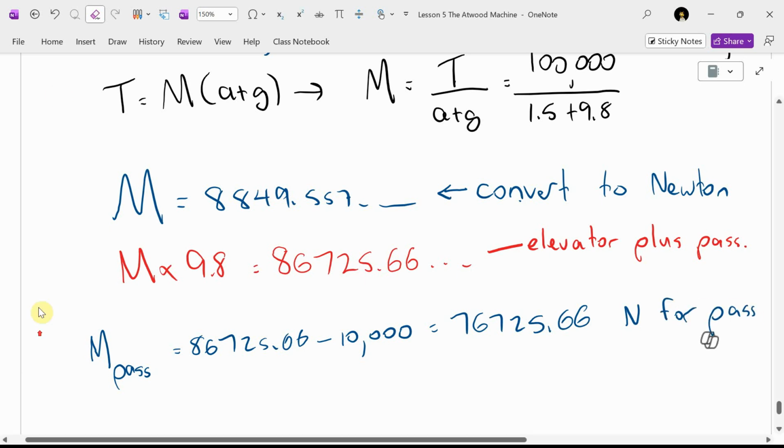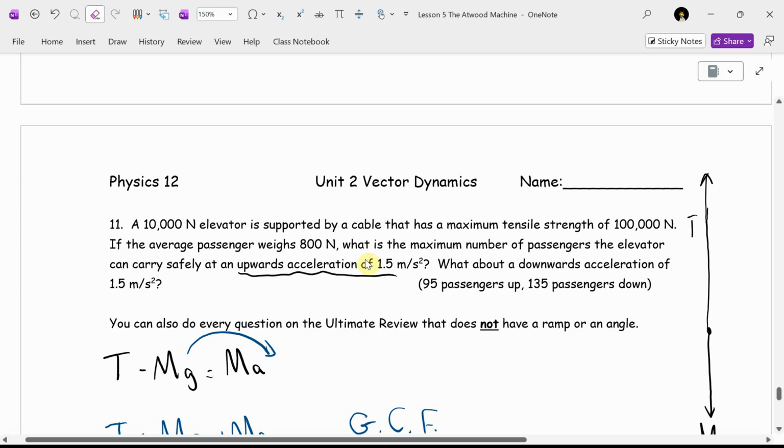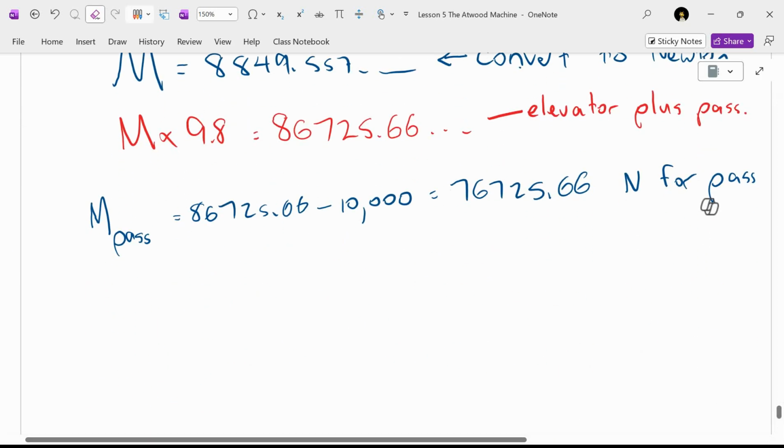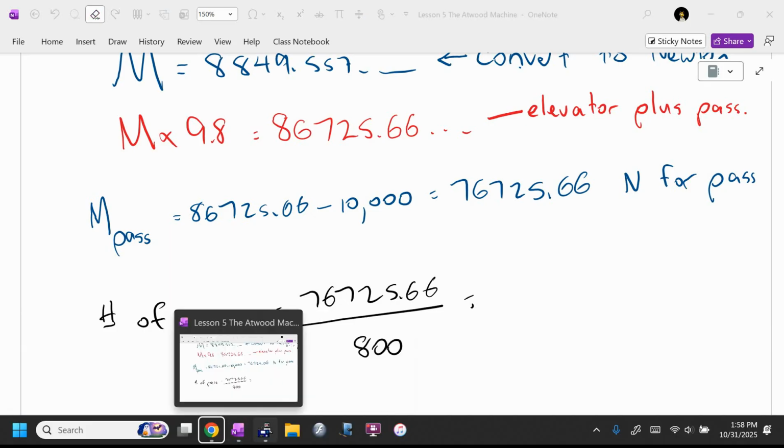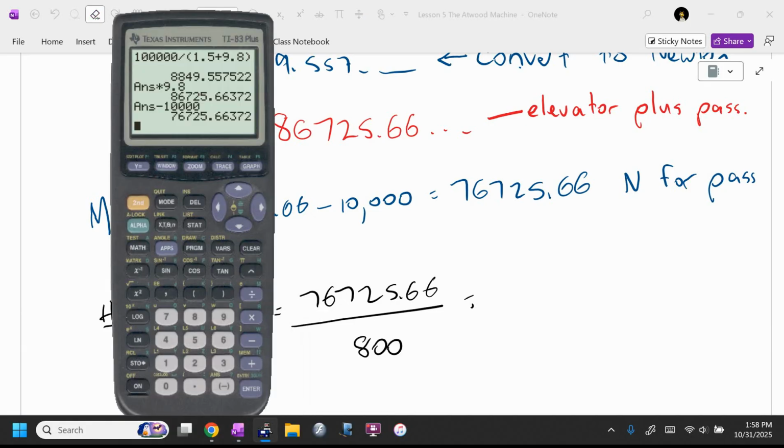How heavy is one passenger in newtons? The average passenger is 800 newtons. So, to get the number of passengers, it's going to be 76,725.66 divided by 800 newtons on average. It's newtons divided by newtons. The units will cancel. I'll just have passengers left behind.